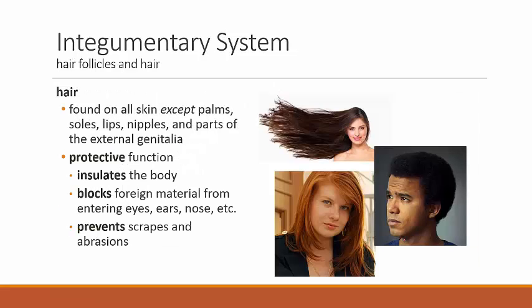So hair is found distributed across the entire body surface. The only places that we don't see hair are the palms and the soles, which are thick skin, the lips, the nipples, and parts of the external genitalia. Those are the only hairless skin on the body.